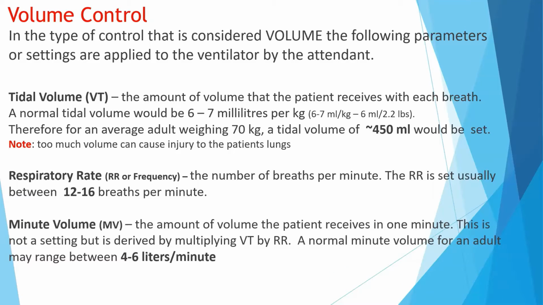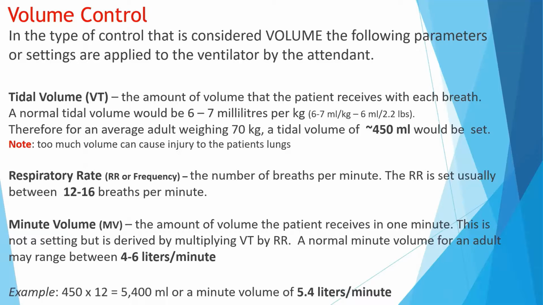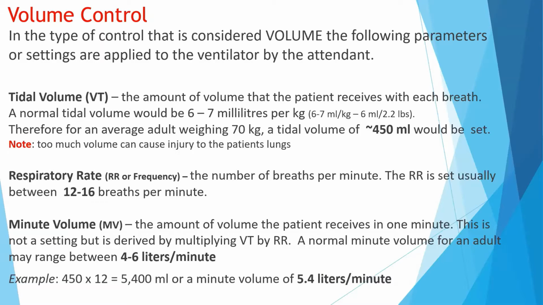Minute volume. The amount of volume the patient receives in 1 minute. This is not usually a setting, but is derived by multiplying tidal volume by respiratory rate. A normal minute volume for an adult may range between 4 to 6 liters per minute, depending on the size of the patient. An example of this would be if I set a tidal volume of 450 with a respiratory rate of 12, this would provide my patient with a minute volume of 5.4 liters per minute.